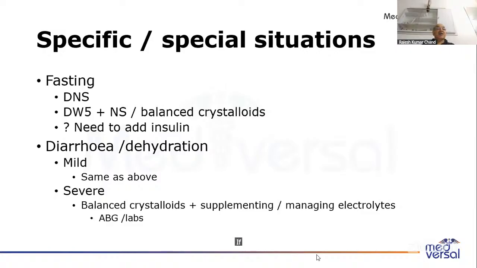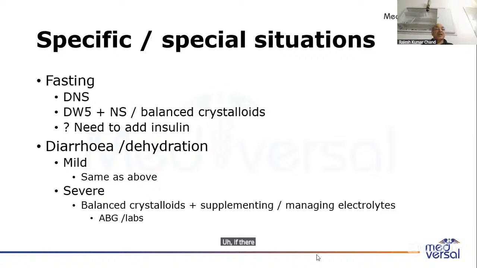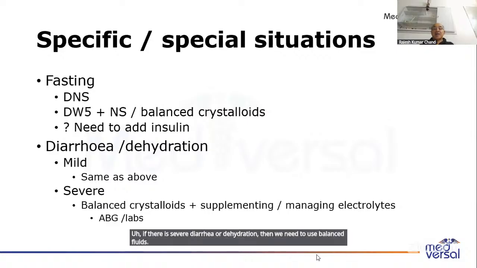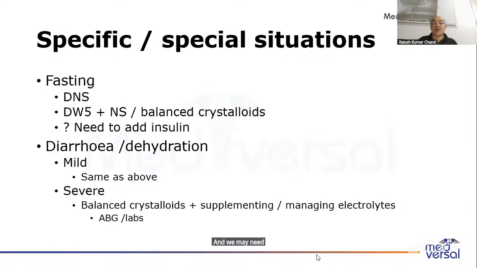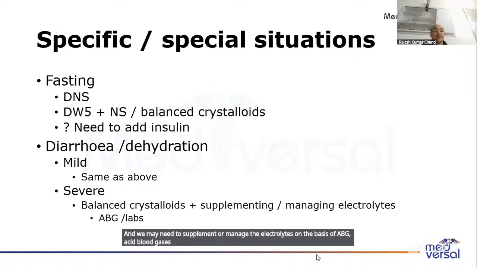If the patient is having diarrhea or dehydration, and it is mild, I would suggest the same fluid choice. If there is severe diarrhea or dehydration, then we need to use balanced crystalloids, and we may need to supplement or manage the electrolytes on the basis of ABG, arterial blood gases, and lab findings.